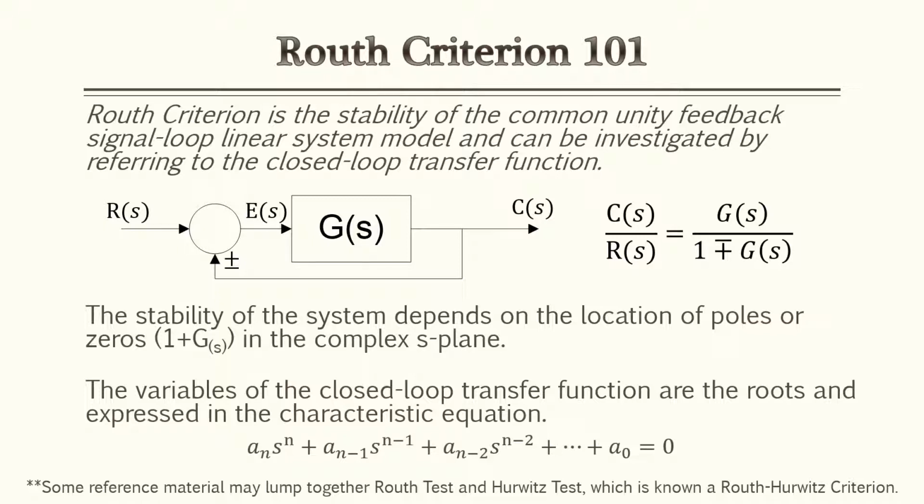Okay, the stability of that system depends on the location of the poles and zeros in that complex S-plane. And again, I'll go a little bit more in the examples. The variables of that closed loop transfer function are the roots and expressed in the characteristic function. Now, as I said earlier, the characteristic equation as well as the closed loop function, all those are in your FE handbook. So if you need to refer to that material, just pull out that FE handbook.